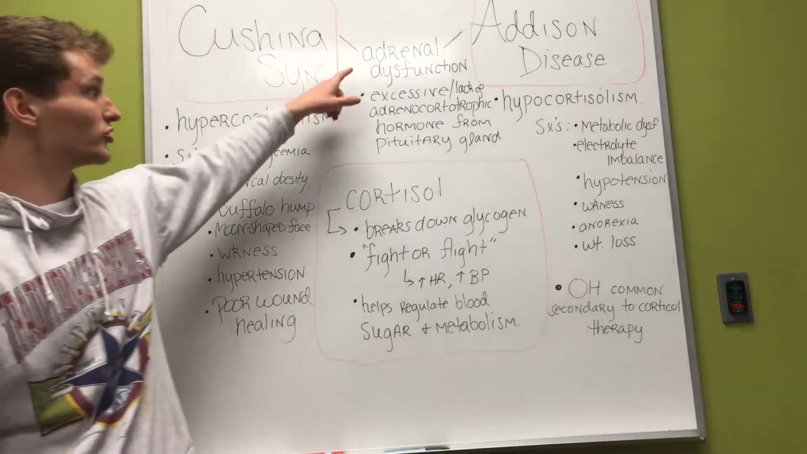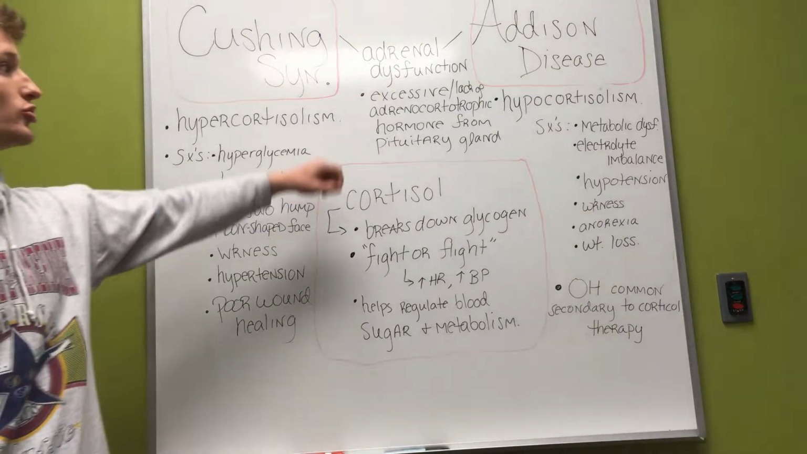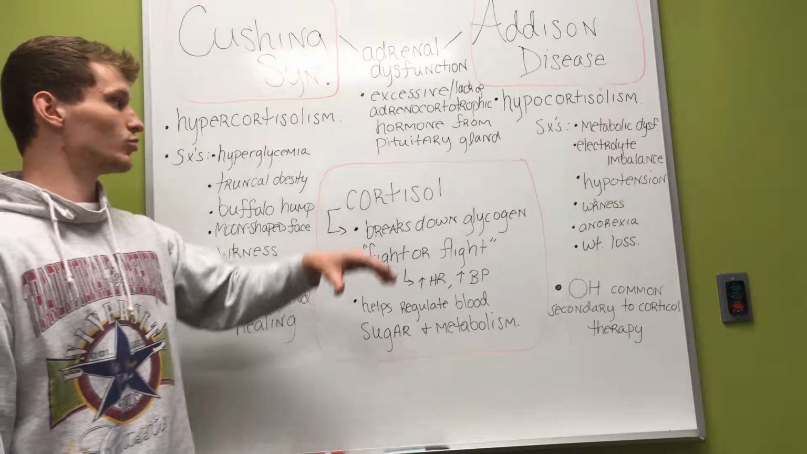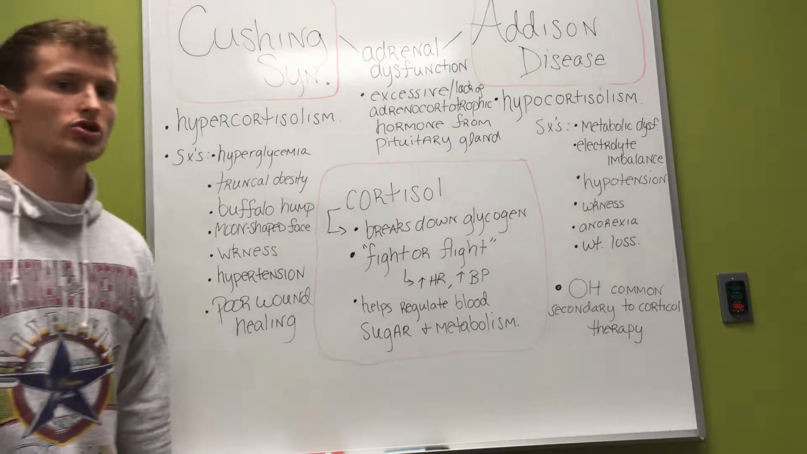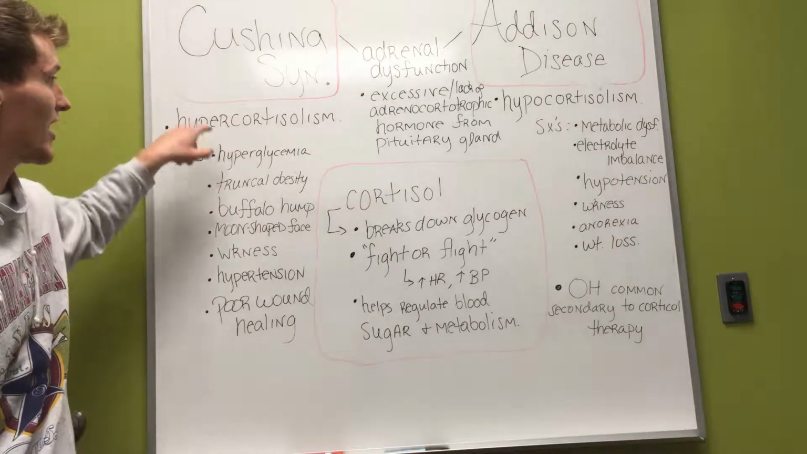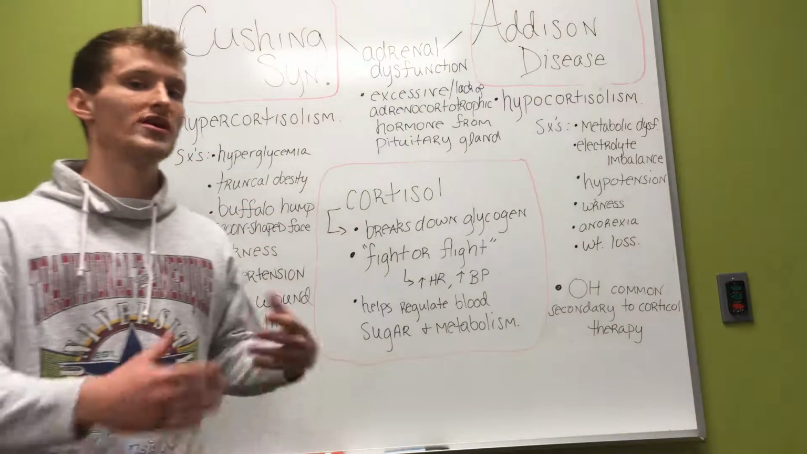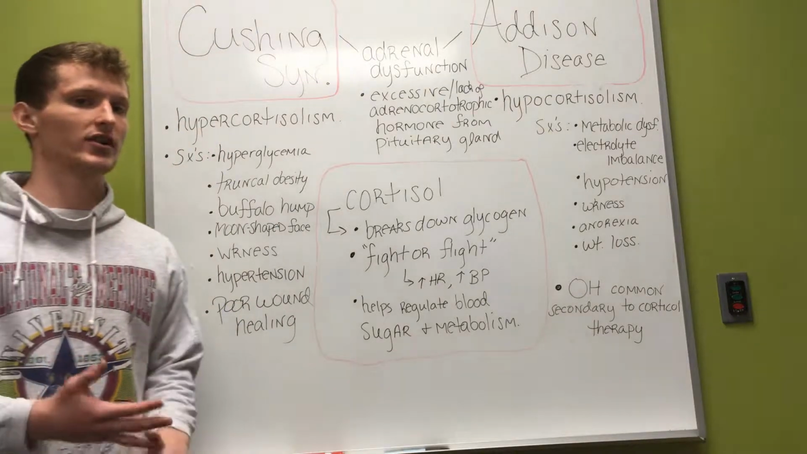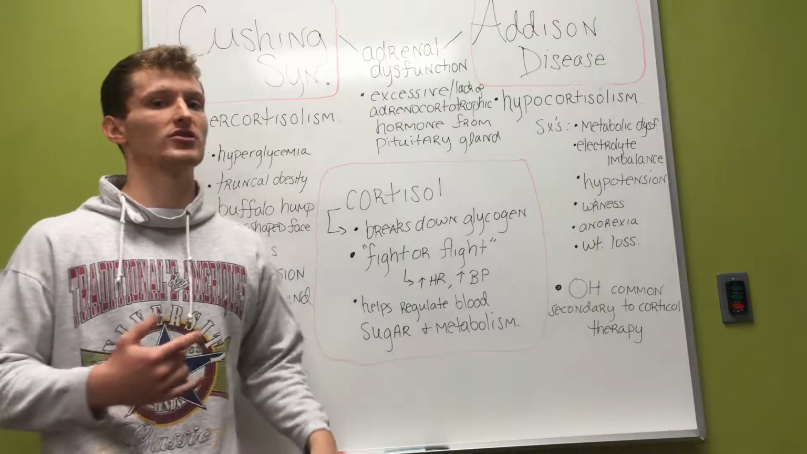Both of them result from adrenal dysfunction coming down from adrenocorticotropic hormone from the pituitary gland. And once we understand all this, understand how cortisol works in the system, once we see these and we link them to hyper or hypocortisolism, we can immediately infer what's going on with the patient, how they're presenting, how it's affecting their function, and how we can help them as clinicians.